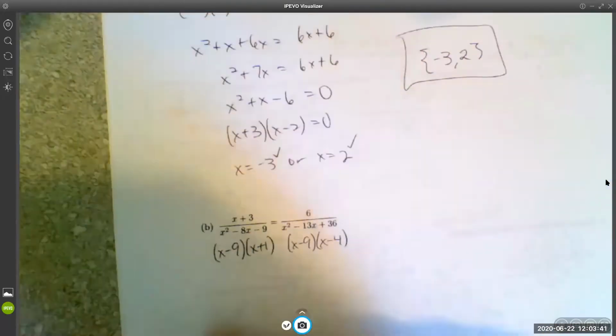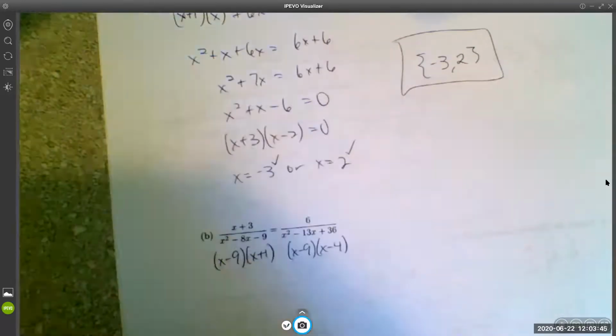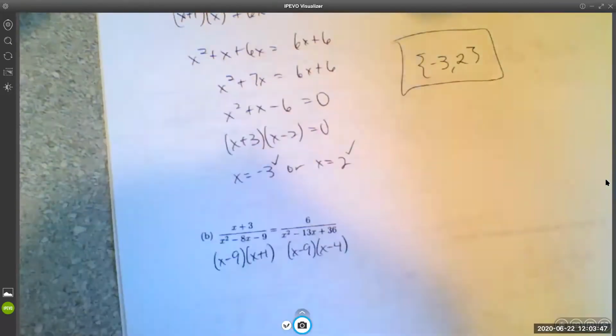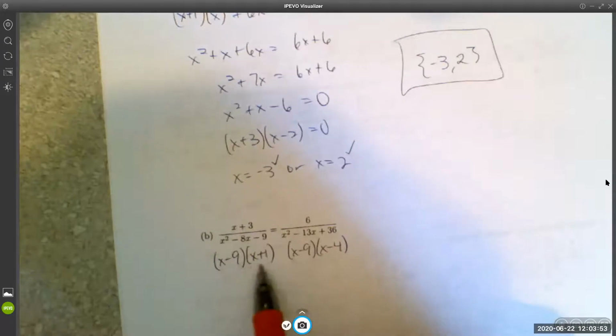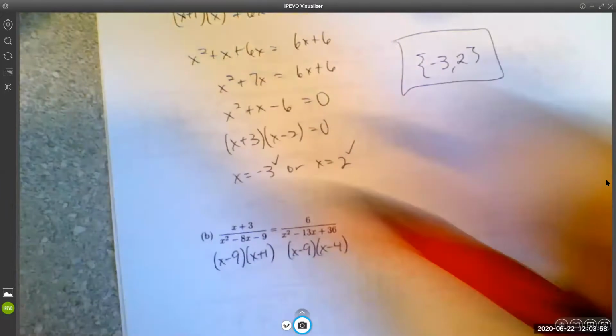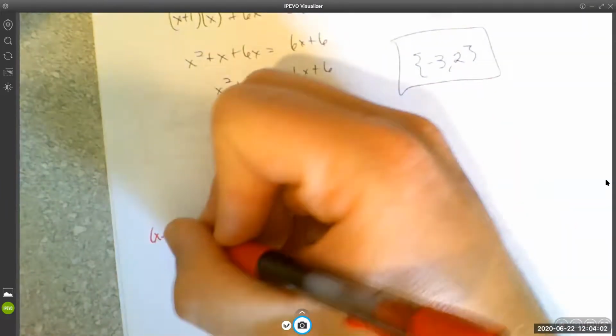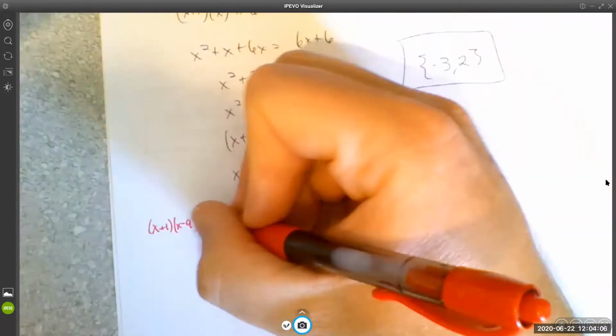Okay, so that tells me here I'm missing, well, I was about to try to get common denominators. I really don't need to do that. What I need to do is multiply through by the LCD. So I think the LCD is going to be x plus 1 times x minus 9 times x minus 4.